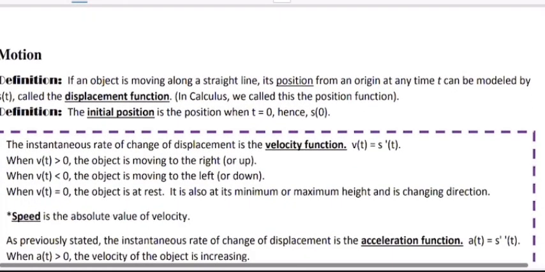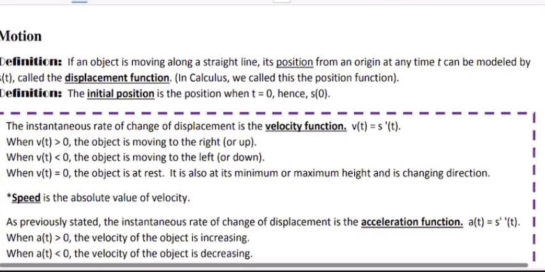Okay, so I want to go into another application now. That has to do with motion. This is the application in physics and engineering. We have definitions or terms like what we mean by position, what we mean by velocity and acceleration. And of course, they're going to be connected using the idea of derivative.